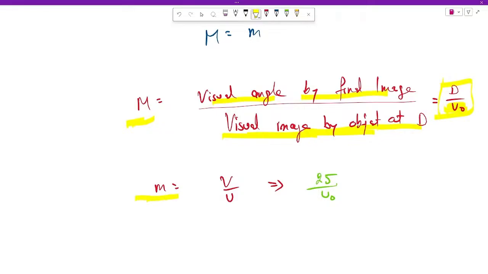Now linear magnification is given as v by u. In this case, when the final image is at D, we can write v as 25 and u as the object distance, so we can write it as u naught. So we can see here that capital M is equal to small m, or the angular magnification is equal to the linear magnification. So we can say that whenever the final image is forming at D, then the angular magnification is equal to the linear magnification.